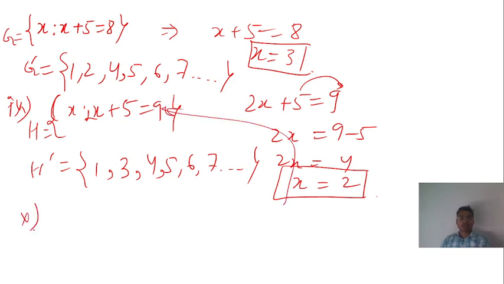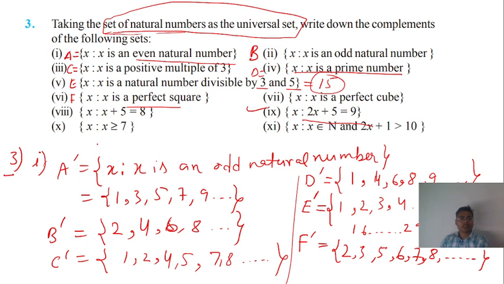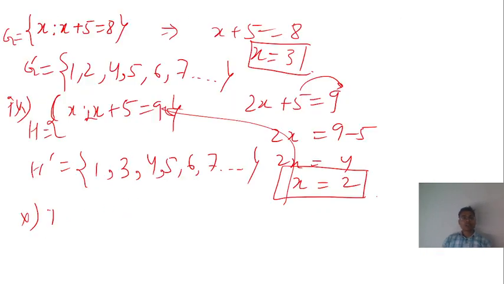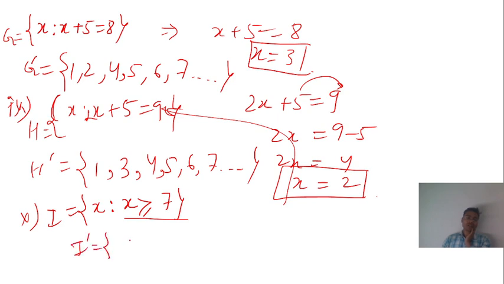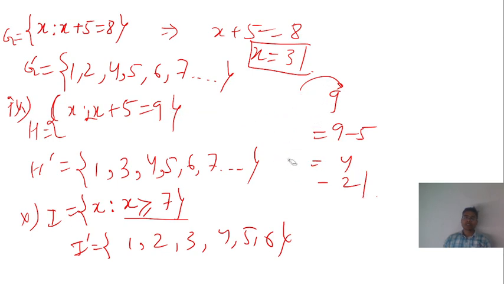Okay. Coming to question number 10. Question number 10 is saying x such that x is greater than or equal to 7. Okay, so I set is x such that x is greater than or equal to 7. So in this set all the elements from 7 onwards are written. So what we will have to write in the I complement is the numbers less than 7 actually. 1, 2, 3, 4, 5, 6. These are the numbers which are less than 7, and that will come in the complement set.